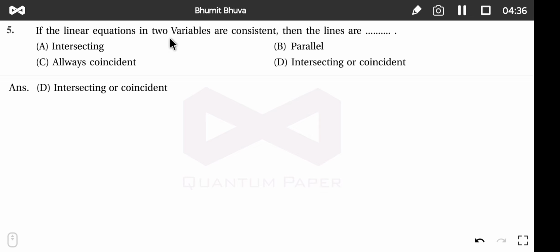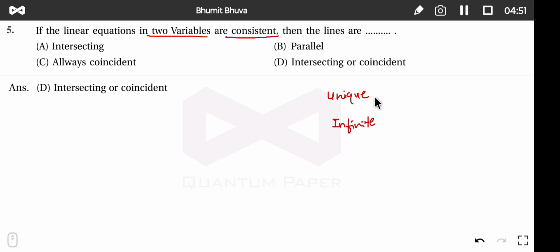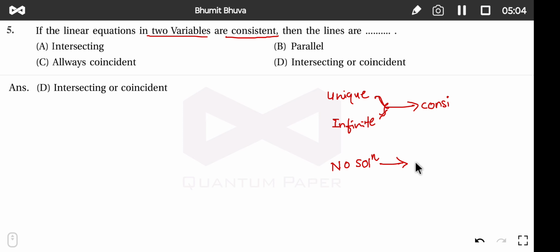If the linear equations in two variables are consistent, okay, now when we are getting the solution, one case is unique and one is infinite. In these two cases we have the solution, and the third case is no solution. In this case we don't have a solution. So these two solutions are called consistent, and the case in which we don't have any solution is called inconsistent.